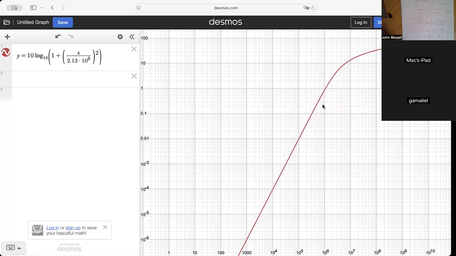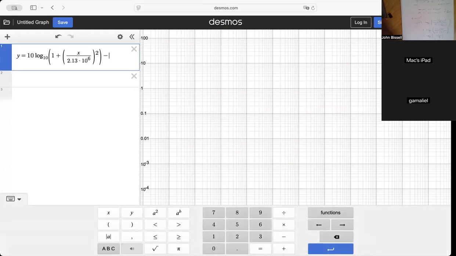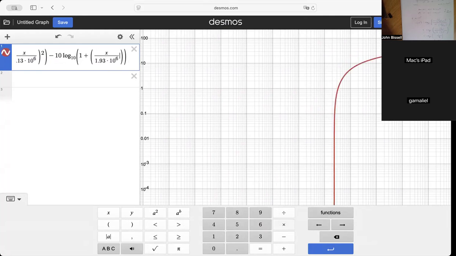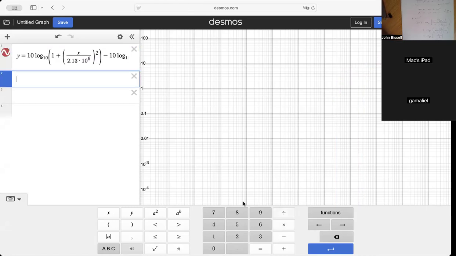Now let's put on the contribution from the pole. So it was minus 10 log to base 10. I assume I'm doing log to base 10 correctly in decimal. That's right, I think. 1 plus the frequency divided by 1.93 times 10 to the 6.5. Thank you, Zia. All squared.